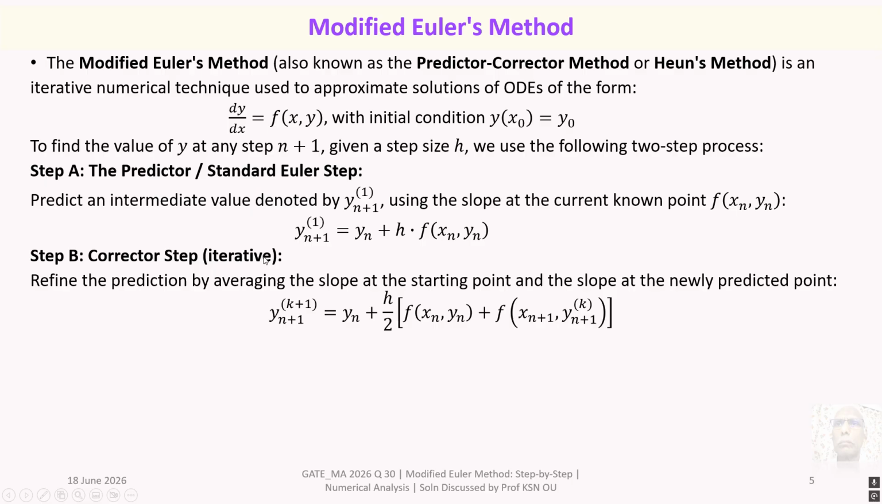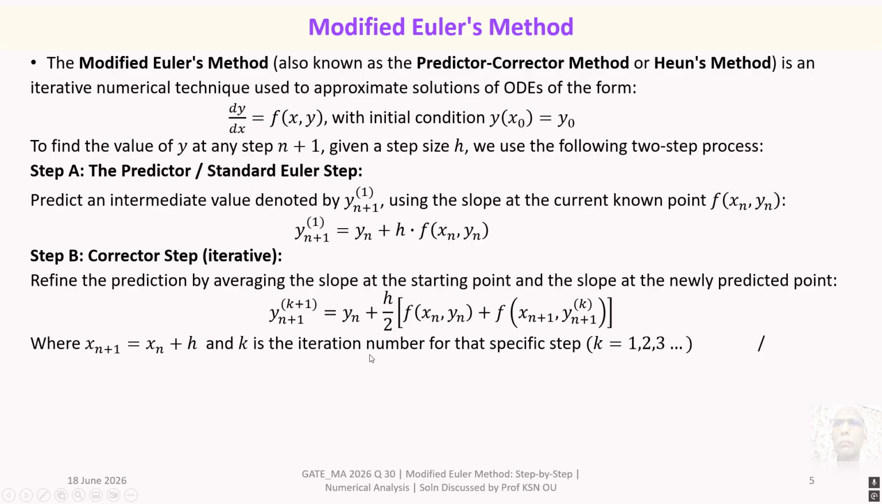This is an iterative step, you go on doing it, right? Here xn plus 1 is xn plus h and k is the iteration number for that specific step. In this type of iterative step, k is equal to 1, 2, 3. So it all depends upon where you want the correction, right?